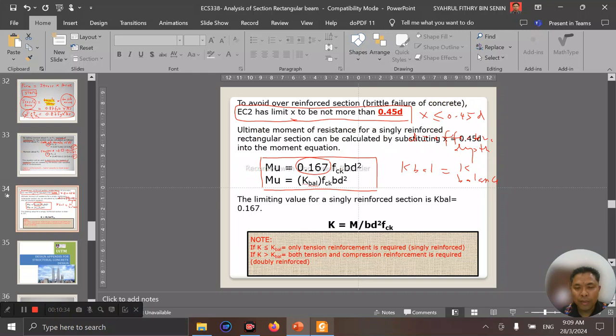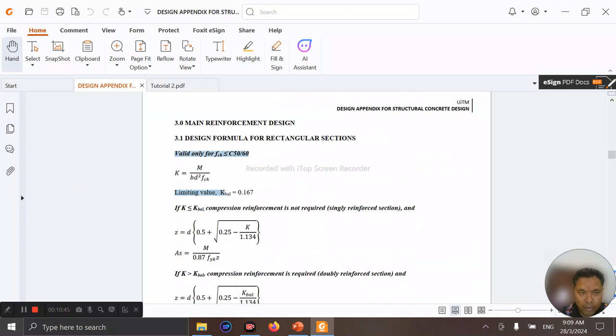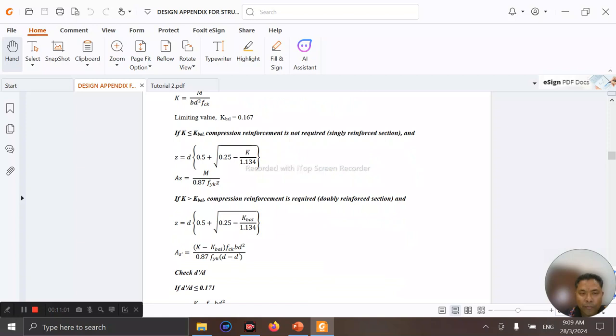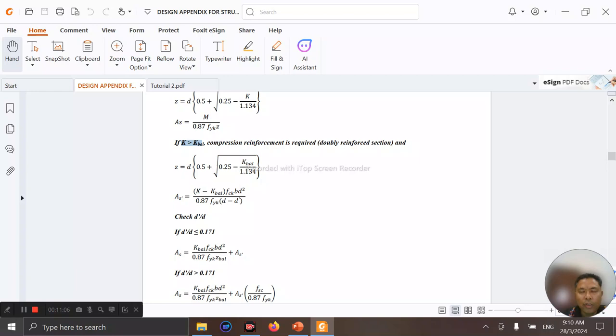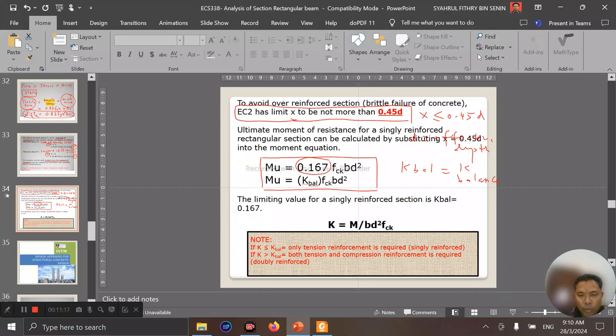If you refer to the Eurocode, under clause 3.1, page number 8, the first formula here, until where I put my cursor, is for singly reinforced, because your K is less than K balance, which is 0.167. But if your K is more than K balance, then you have another formula to design for doubly reinforced. For the time being, we just consider singly reinforced, where the formula starts from here until here. So continue back.